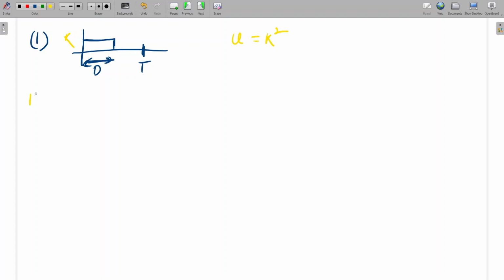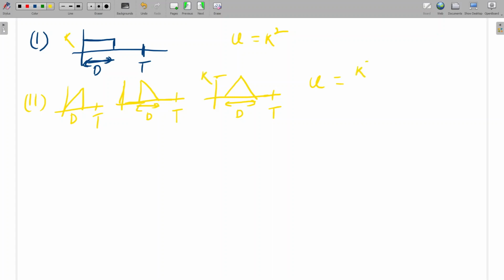Okay. Second kind of waveform, any triangular waveform. Let's say it is this kind of triangle, increasing triangle, where this is the duty and this is the time period. Or it will be a decreasing triangle, duty will be D and time period will be T. Another kind of triangle will be rising and falling, both will be there. It will be D and time period will be T. So for any type of triangle present for a particular duty, what will be the U value? Let's say this peak value is K. So U will be K square by 3.